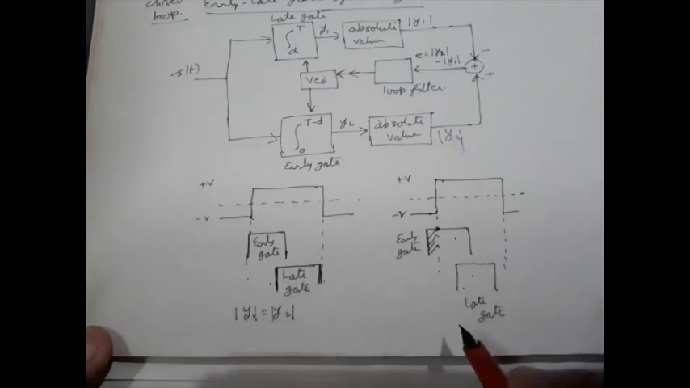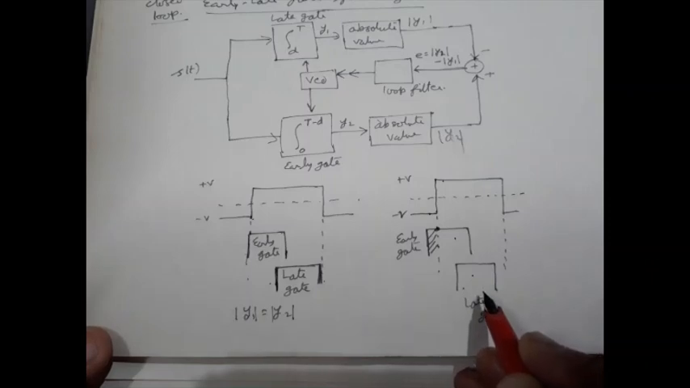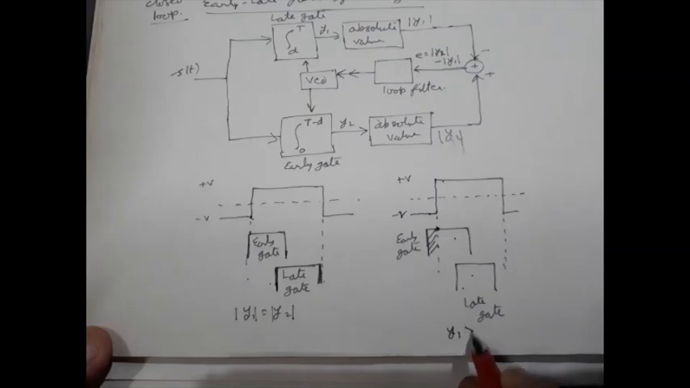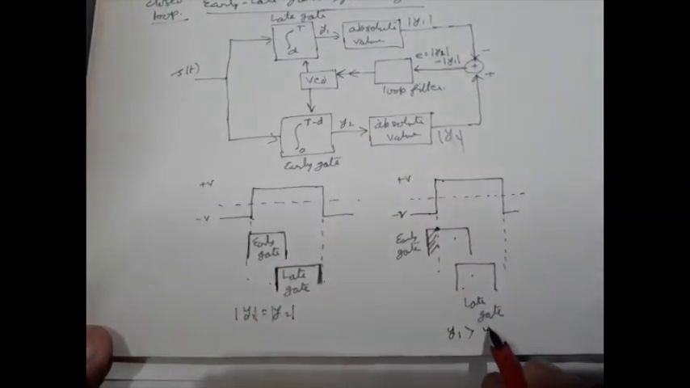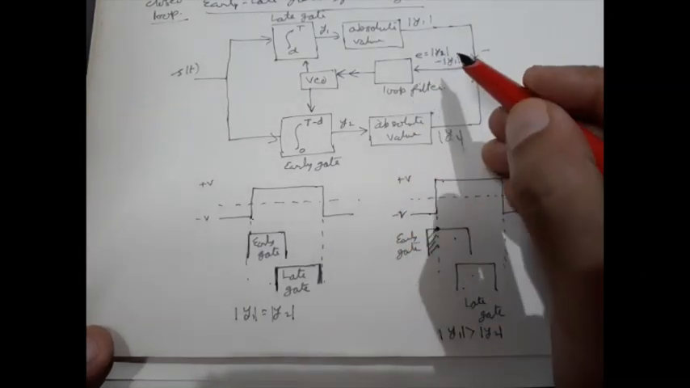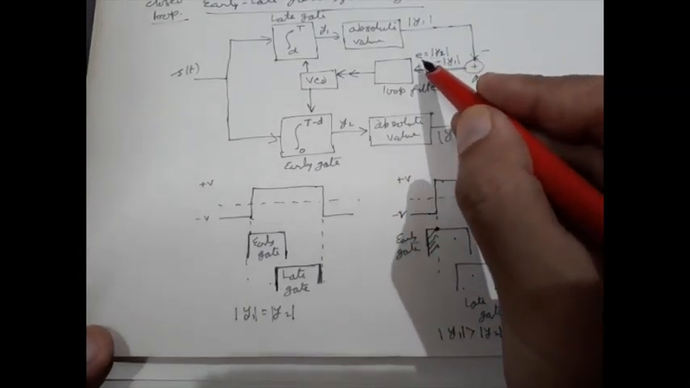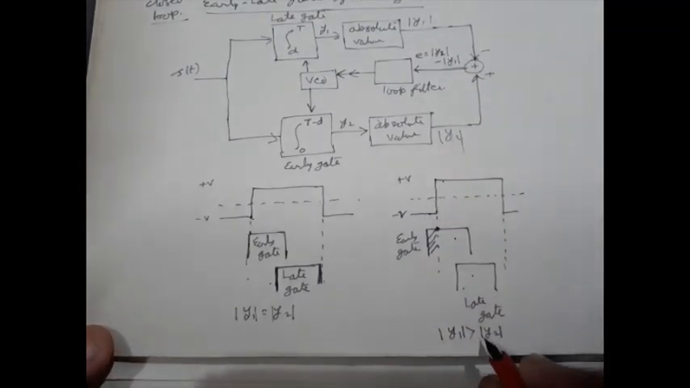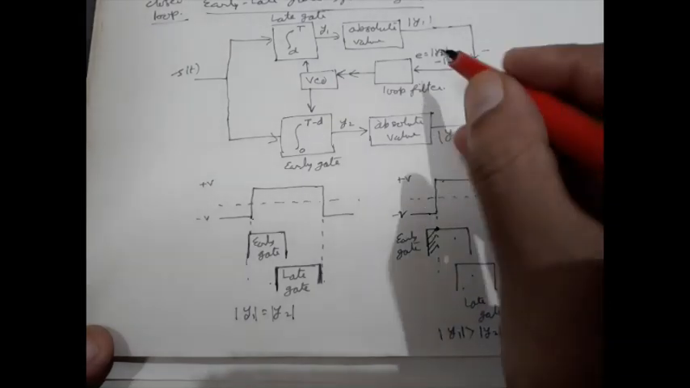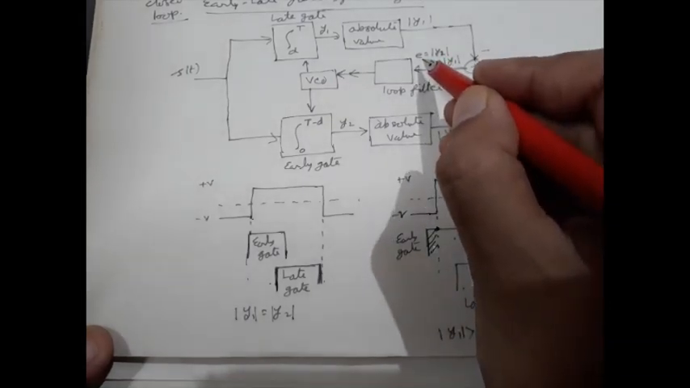So under this condition, late gate output Y1 will be greater than the early gate output Y2. So magnitude of Y1 will be greater than magnitude of Y2. Now E, error signal, is Y2 minus Y1. So since Y2 is smaller, the error signal will be negative.